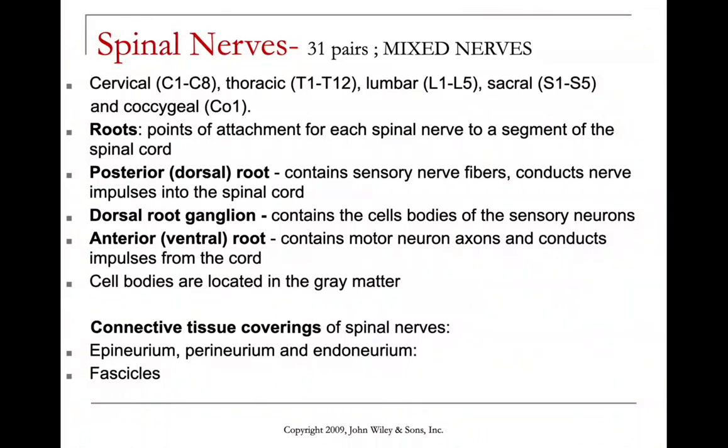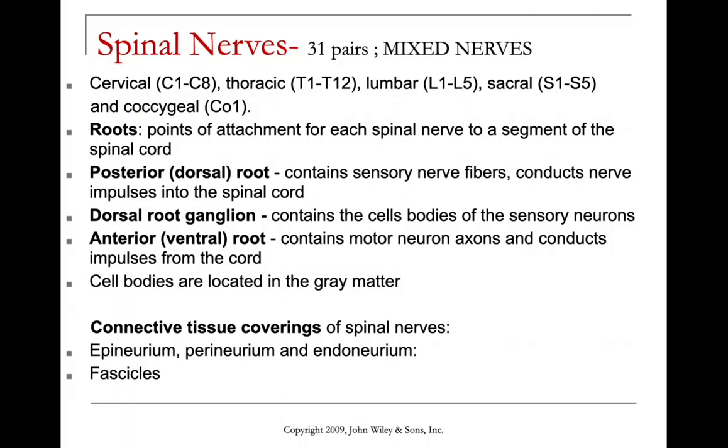So with your spinal nerves, you've got 31 pairs of mixed nerves. The cervical are numbered according to where they come out, C1 through 8, the thoracic, T1 through 12, and the lumbar, L1 through 5, the sacral, S1 through 5, and the coccygeal. So the roots are the points of attachment for each of these spinal nerves. Well, they'll attach to the segment of the spinal cord.